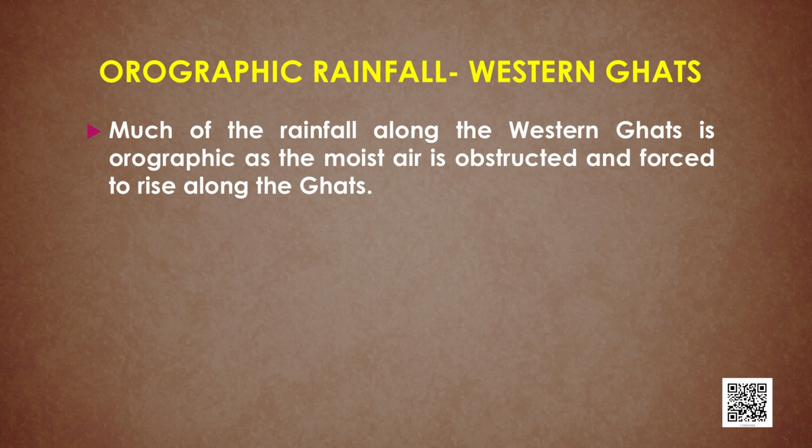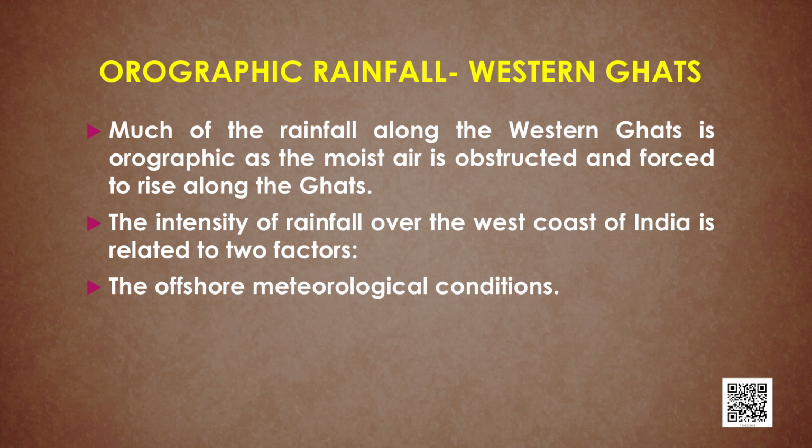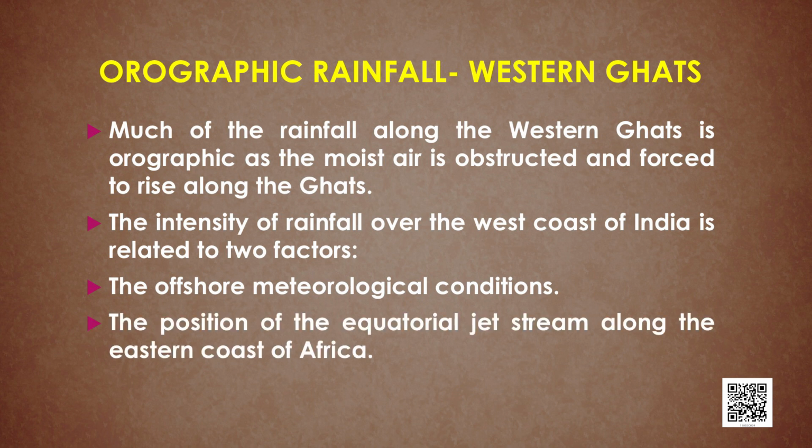So, this moist air is obstructed and forced to rise along the Western Ghats. The intensity of rainfall over the western coast of India is related to two factors. Number one, the offshore meteorological condition. Offshore, that means away from the coast in the sea. Number two, the position of the equatorial jet stream.